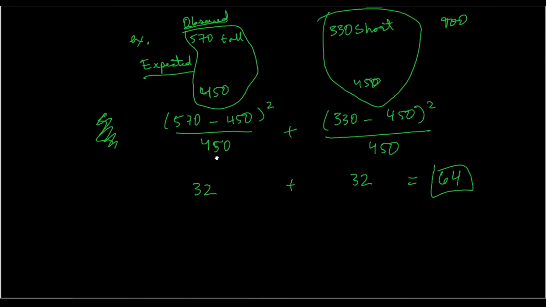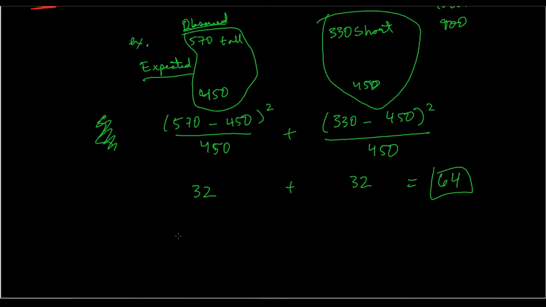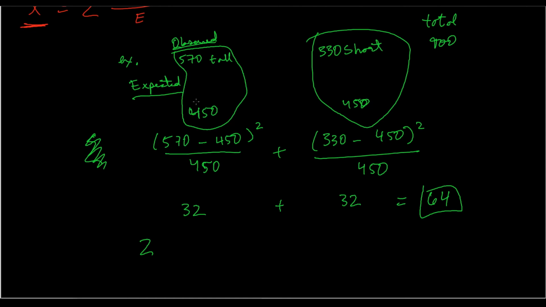All right. Now remember we have to take into account the degree of freedom that we have. So we have two possible outcomes. Why do we have two possible outcomes? Because we have tall and short. If we were doing dice, there are 6 possible outcomes, so the possible outcomes would be 6.